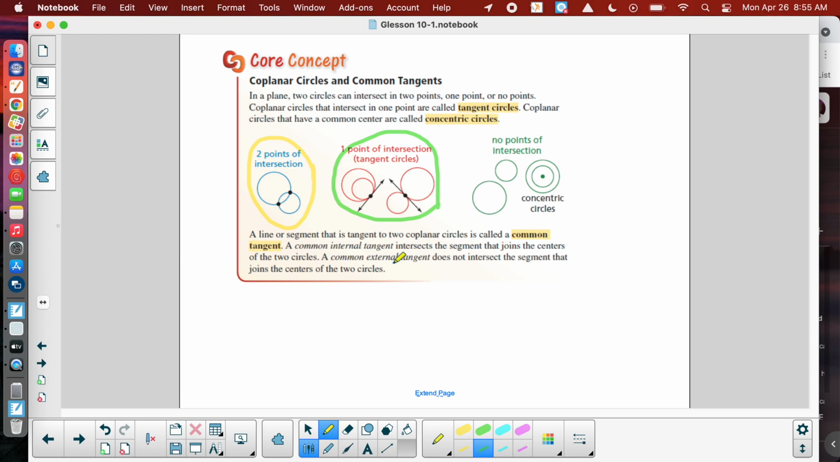And the third choice is they could either not intersect and be completely separate or be what we call concentric circles. Concentric is a word we're going to see now and then. Concentric means that they have the same center point. They're different radii, but they have the same center point.